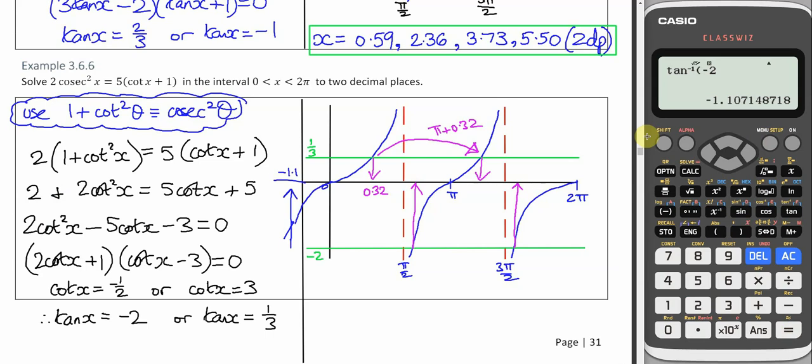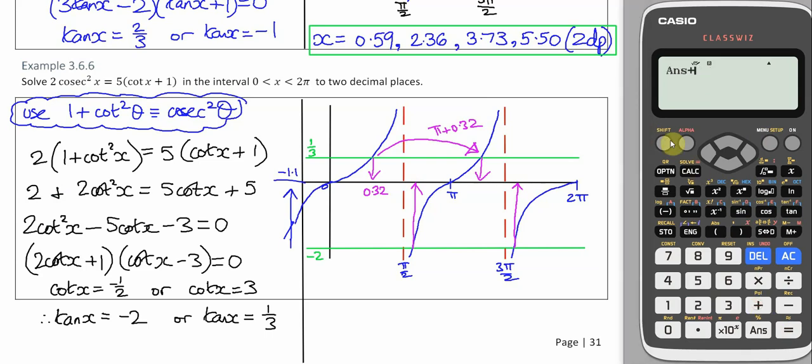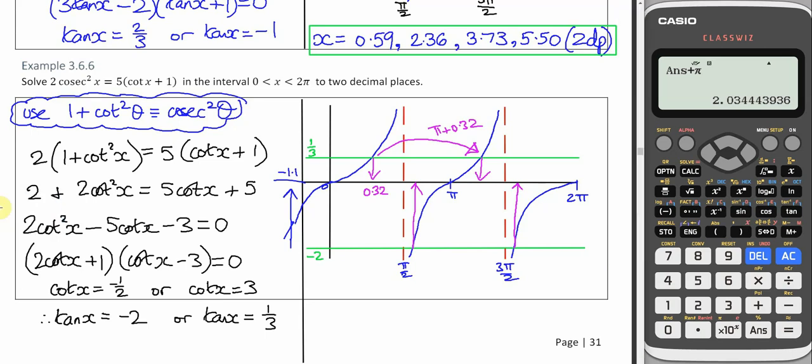But working with the tan graph is nice and easy. If I add pi onto that, then that gives me the next one along. So that's going to be this one here, 2.03, which fits between a half pi and 1 pi. So pi is about 3, half pi is about 1.5. That fits in the middle. So this next one is going to be that number we've just got, plus pi. And now I can write down all my solutions.